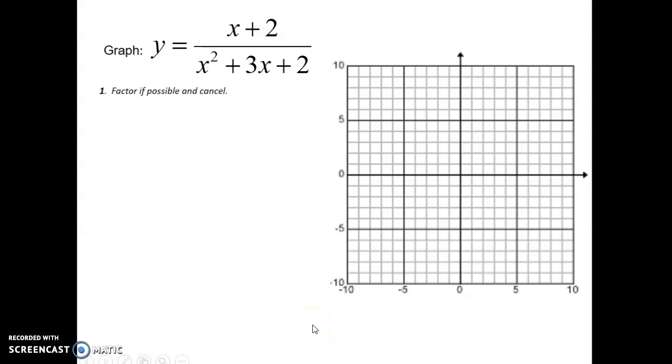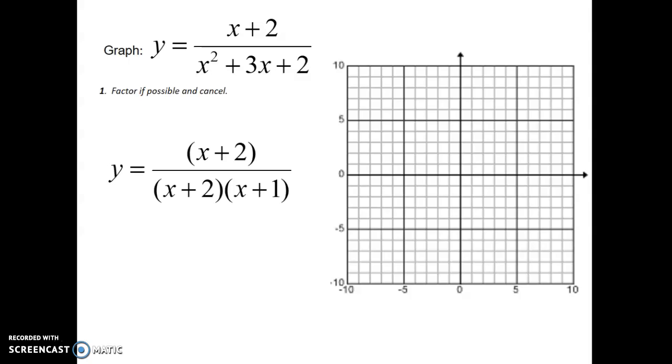This is part 2 of our graphing rational functions. So we're on step 1 again. We're going to factor what we can and then cancel anything that we have to. So if we factor the bottom quadratic, we get x plus 2 and x plus 1. Now when we cancel out the x plus 2's on the top and the bottom, it will leave us with just 1 on the top and x plus 1 on the bottom.